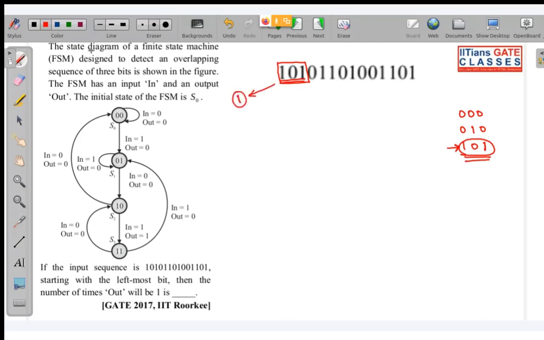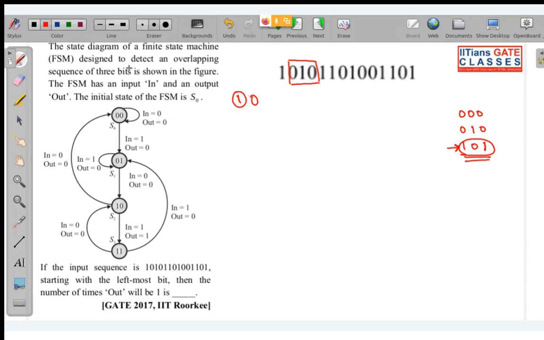Okay, fine. So in the second clock pulse, as this is an overlapping sequence detector, it will start to check from here once again. You can see this is different from here, so this will produce 0. Like this, it will go on till the last bit.